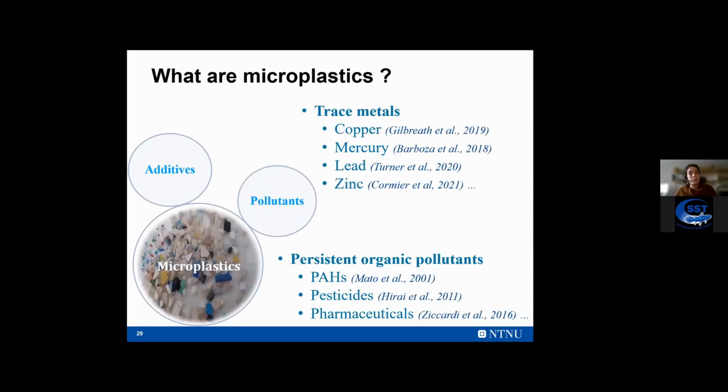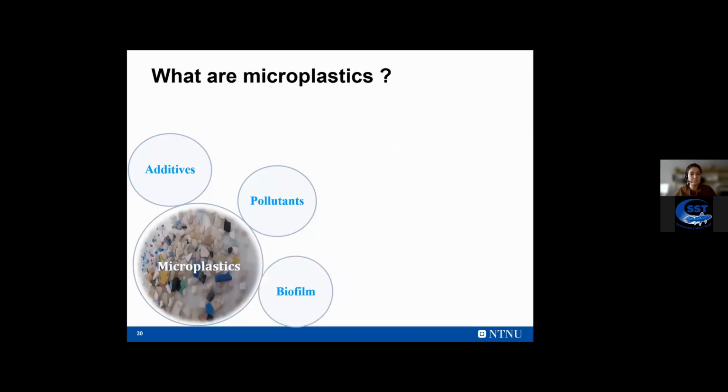Then, once in the environment, microplastic will act as, I call it a sponge. So the microplastic will adsorb all the chemicals, all the hydrophobic chemicals in the environment. So really acting like a sponge. We know that microplastic can absorb metals and also persistent organic pollutants such as PAHs, pesticides, but also pharmaceuticals. And the presence of those pollutants can also have an impact on the toxicity.